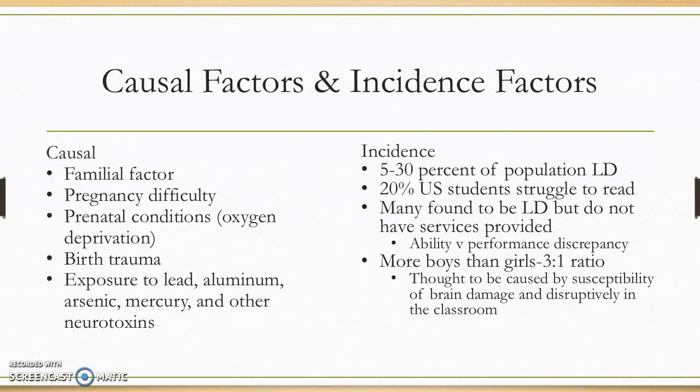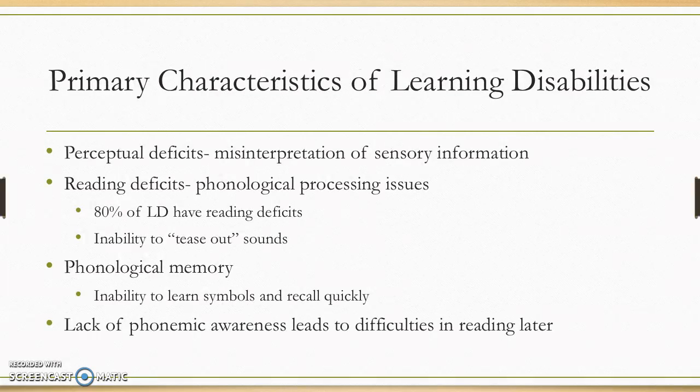Incident factors: 5 to 30% of the population is thought to be LD, and 20% of U.S. students struggle to read. Many have been found to have a learning disability but do not have services provided because there's an ability versus performance discrepancy. If they perform well enough, they don't get those services. And there are more boys than girls, about a 3-to-1 ratio, and this is thought to be caused by susceptibility of brain damage and disruptivity in the classroom.